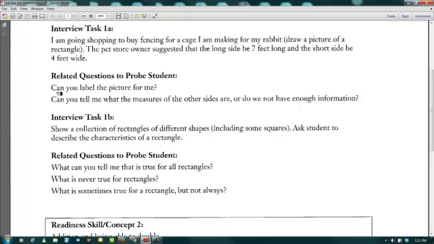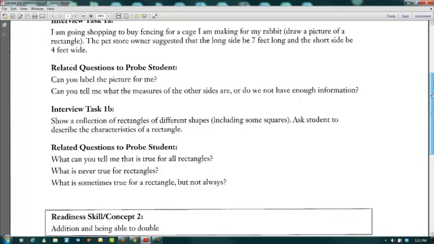So you see, this one's really straightforward. Can you label the picture for me? And then this one digs a little bit deeper. Can you tell me what the measures of the other sides are, or do we not have enough information? So the student may take a look at that and say to you, no, there's not enough information there, which would then allow you to say, what makes you say that? And then you could hear how the student describes their knowledge about perimeters.